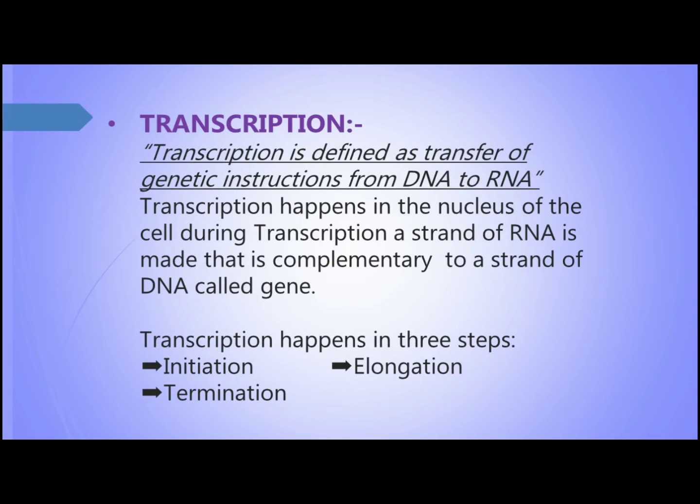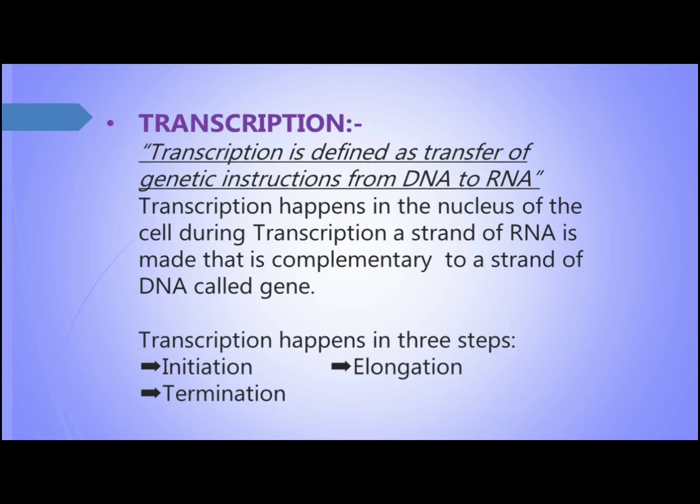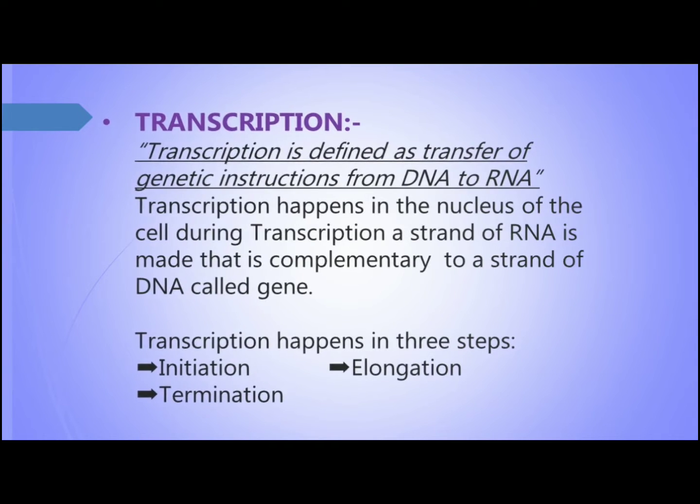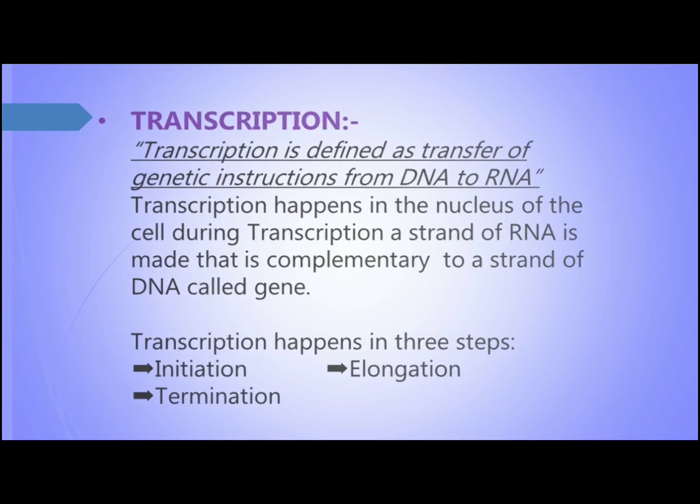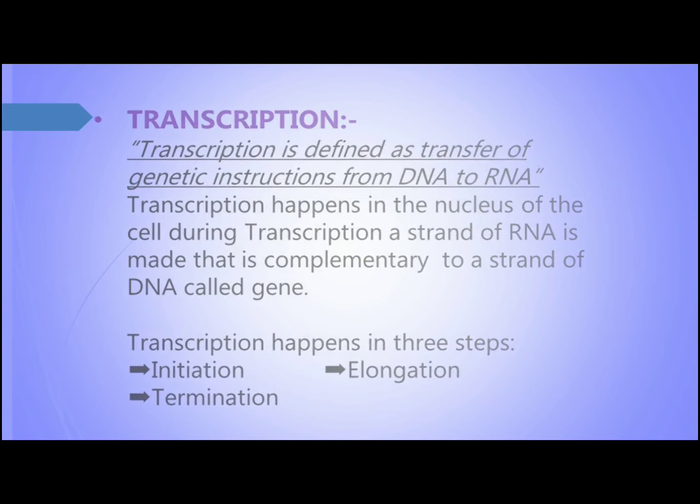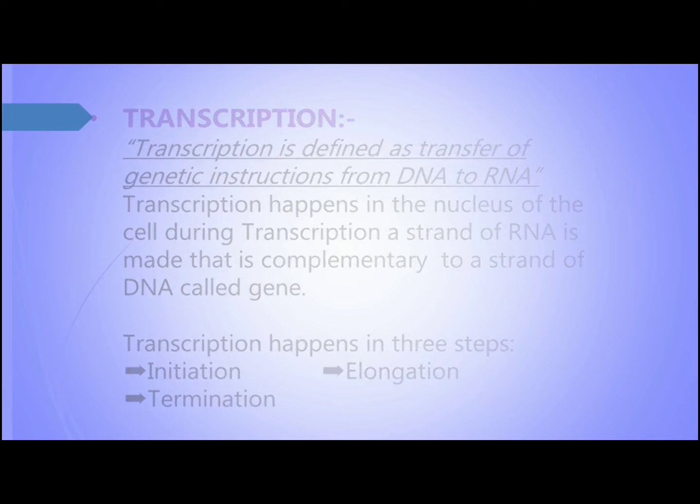Transcription is defined as the transfer of genetic instructions from DNA to RNA. Transcription happens in the nucleus of the cell. During transcription, a strand of RNA is made that is complementary to a strand of DNA called a gene. Transcription happens in three steps: 1. Initiation. 2. Elongation. 3. Termination.